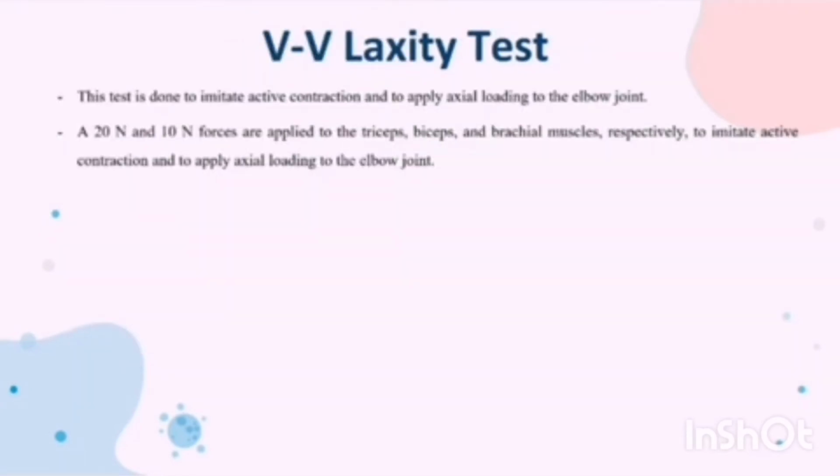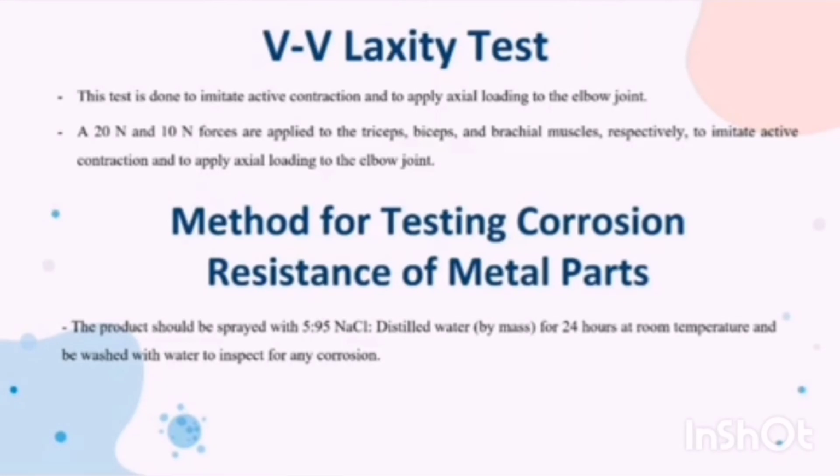This test is done to imitate active contraction and to apply axial loading to the elbow joint. A 20 Newton and 10 Newton force are applied to the triceps, biceps, and brachial muscles, respectively, to imitate active contraction and to apply axial loading to the elbow joint. Next is the method for testing corrosion resistance of metal parts.